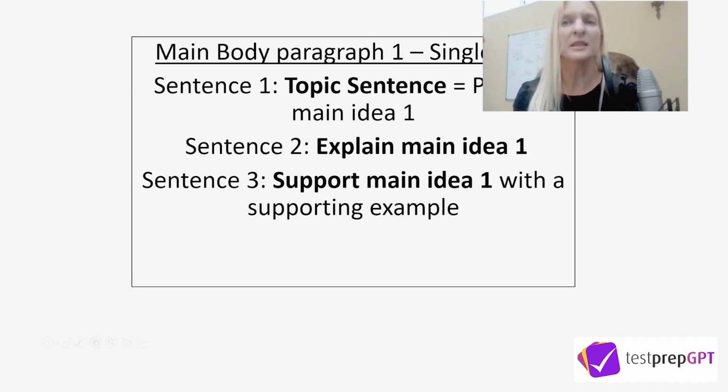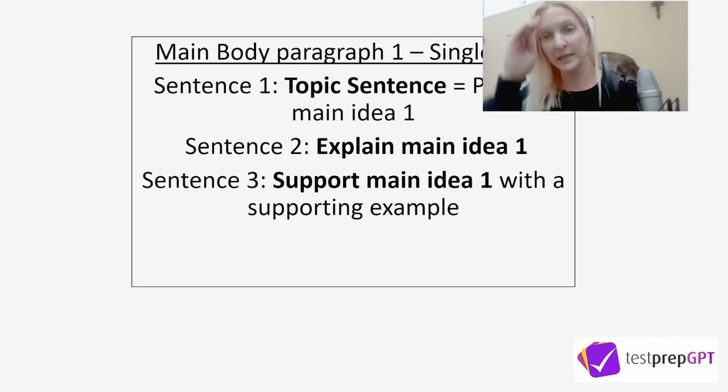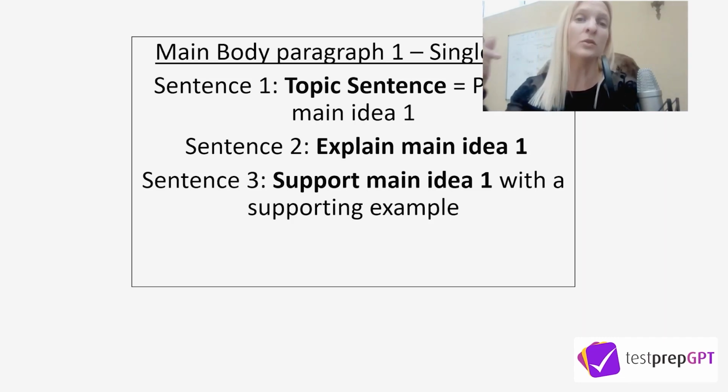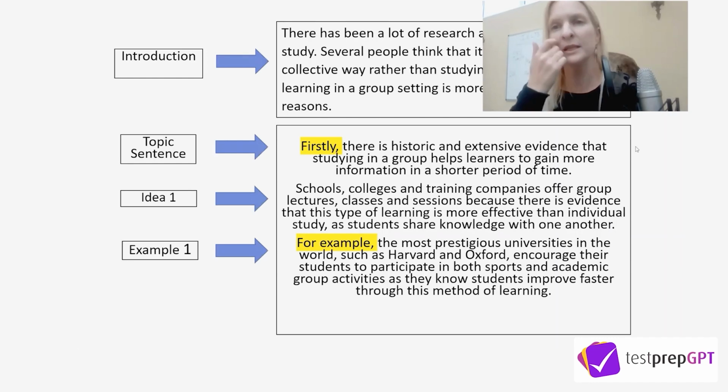Let's take a look at this structure. So this is the structure of your main body paragraph. So in sentence 1, you should always have a topic sentence. That topic sentence presents your main idea. Sentence number 2, explain your idea. And sentence number 3, support your idea with a supporting example. So bang, bang, bang, 1, 2, 3, topic sentence, explain your idea, support your idea. It's the same thing every time. So let's take a look at what we can write, the content.